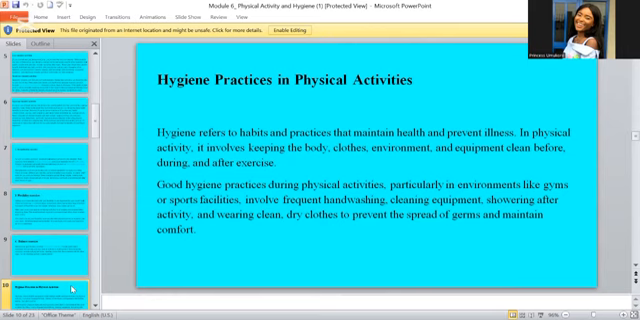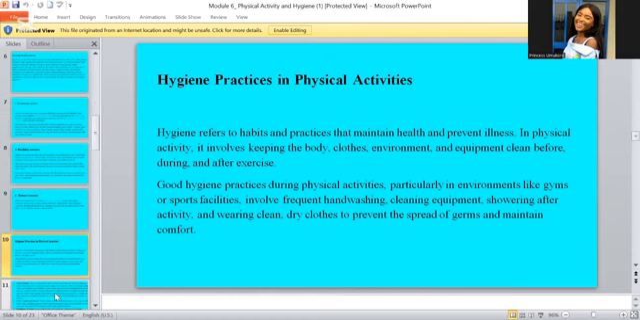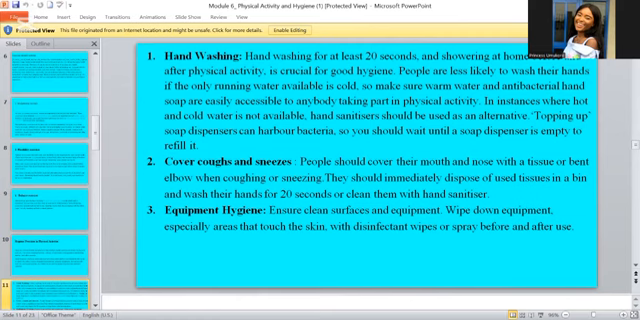Now let's look at hygiene practices in physical activity. We already know that hygiene refers to habits and practices that maintain health and prevent illnesses. In physical activities, it involves keeping the body, the clothes, environment, and equipment clean before, during, and after exercise. Now, let's look at some of these hygiene practices.